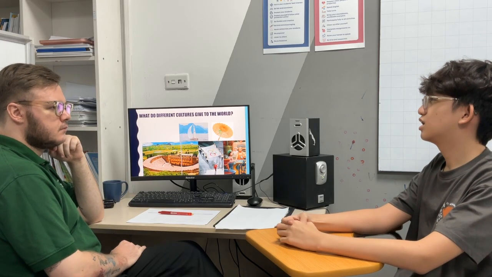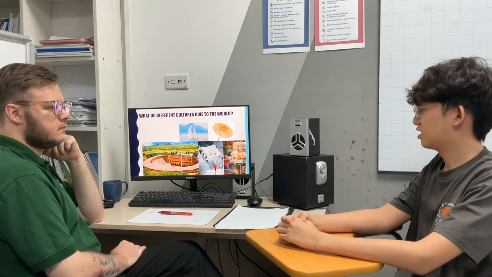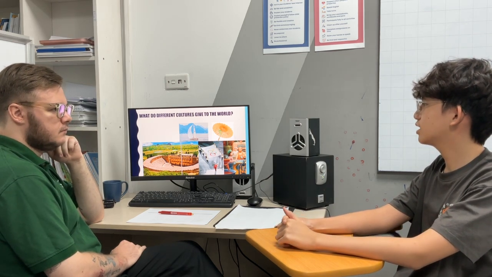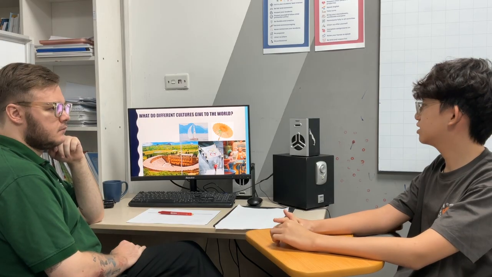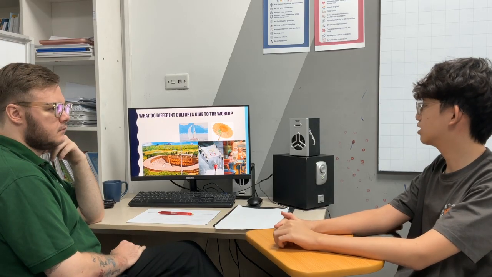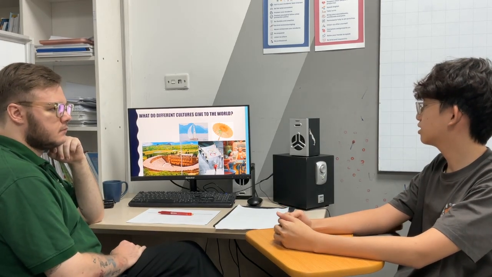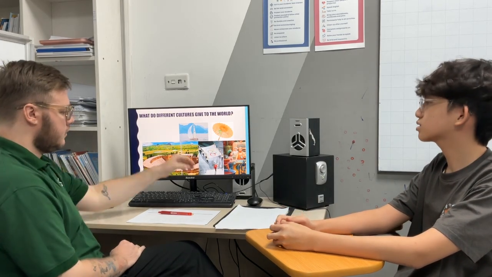Also, the Italians, they give us many of the foods that most of us enjoy today, like pizza, spaghetti, etc. And lastly, Belgium provides us with some of the highest quality chocolates that many of us would enjoy nowadays.